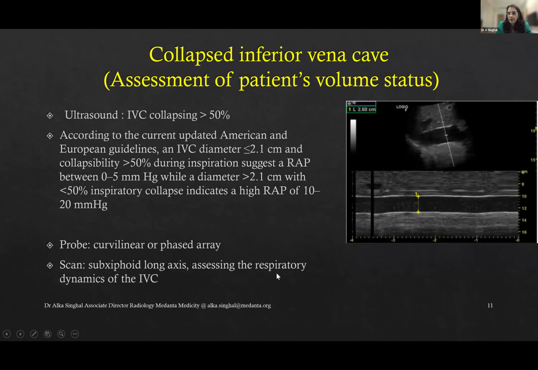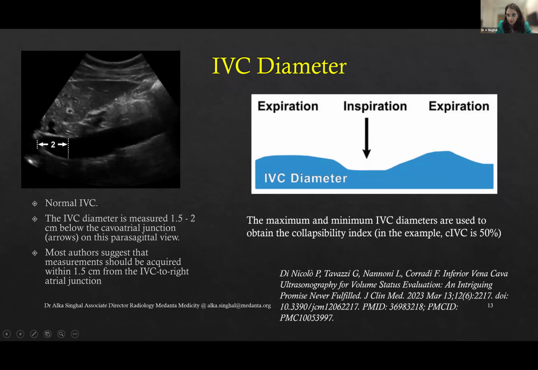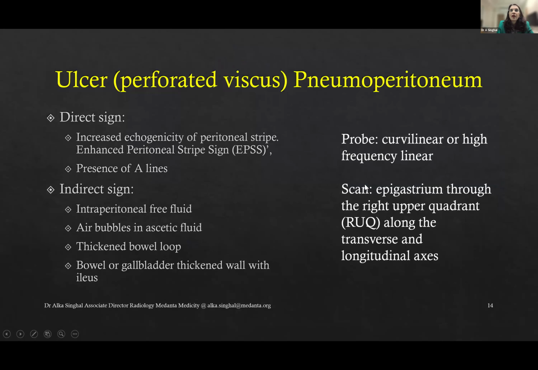So of course, you will measure the diameter here, and then you measure in the different phases of respiration, and you calculate the collapsibility ratio. Now, next, ACU. U is the ulcerated or perforated viscus, so leading to pneumoperitoneum.